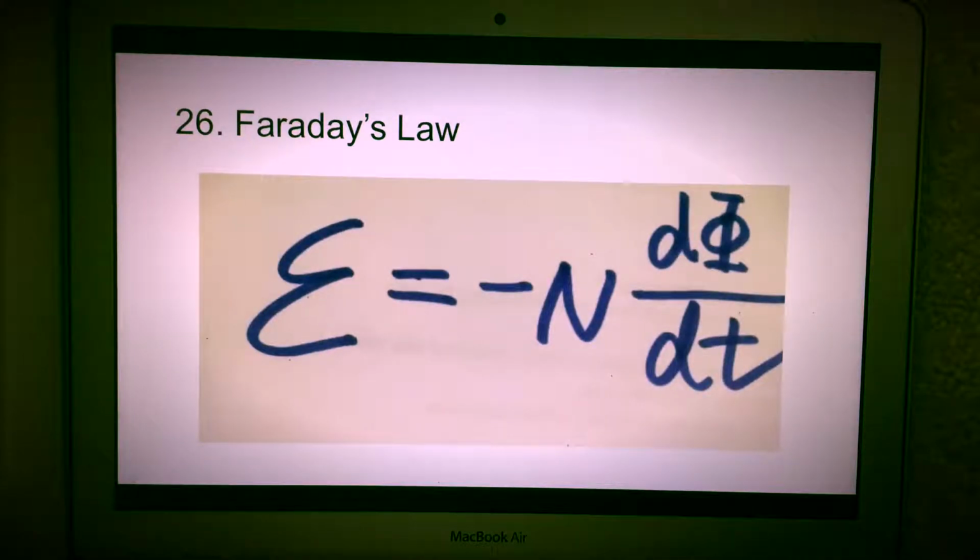26. Faraday's law. Faraday's law equals what? We are going to find the EMF. So EMF equals negative n times d phi dt. Sometimes we don't need to know really deeply about this formula, but we still need to know d phi dt. D phi dt is the change in flux, times the number of loops, and then we get the potential, which is the EMF.